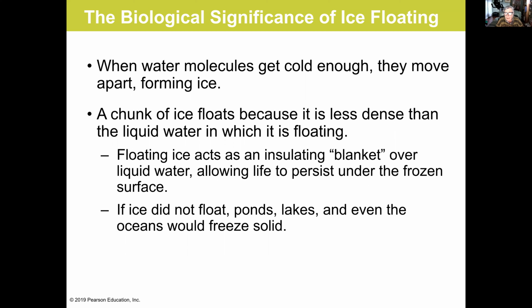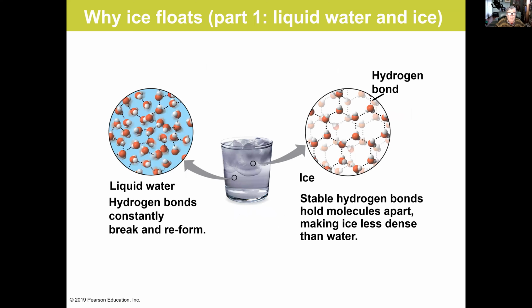If ice did not float, ponds, lakes, and even the oceans would freeze solid. And all the things living in them would be killed at the bottom, because for most living things, you freeze them, you kill them. It's just natural freezing. Of course, we have frozen human embryos, but they're treated specially so they can be frozen and not killed.